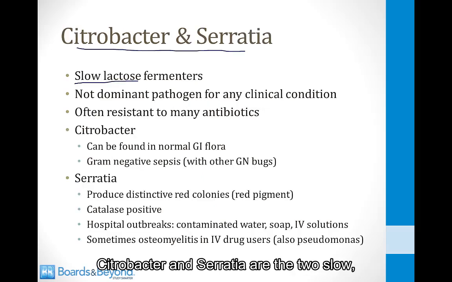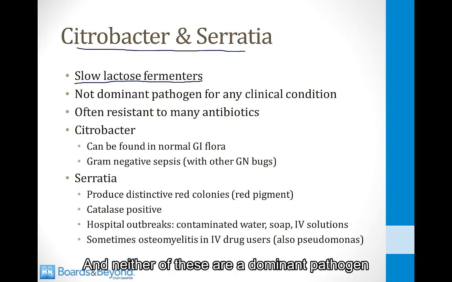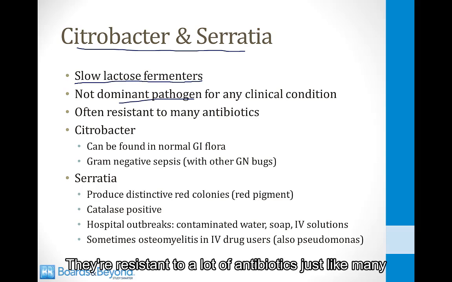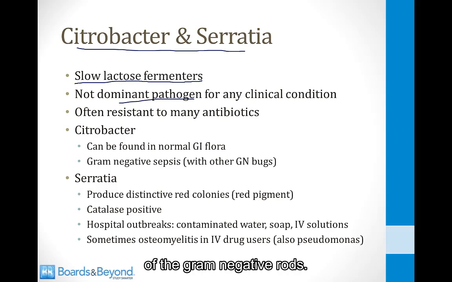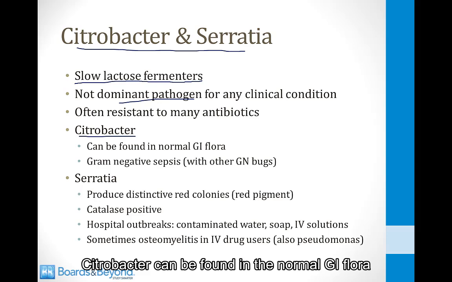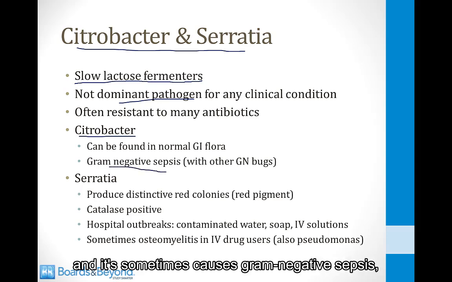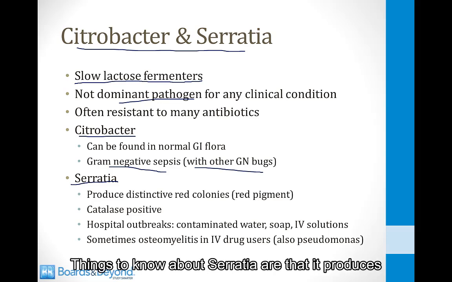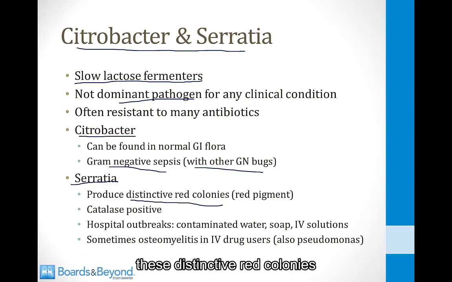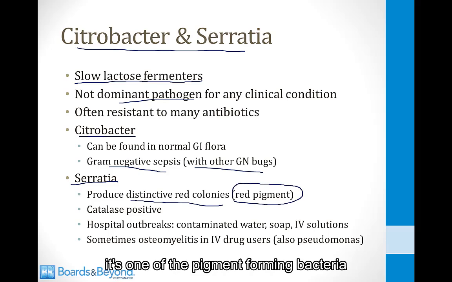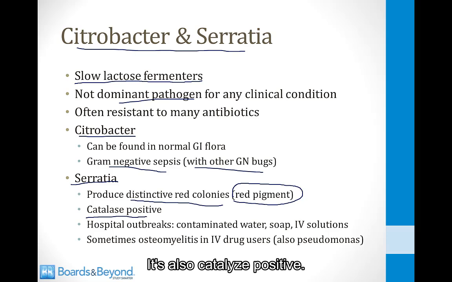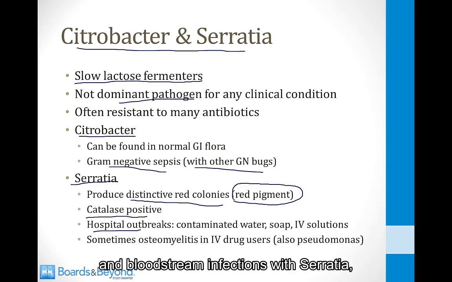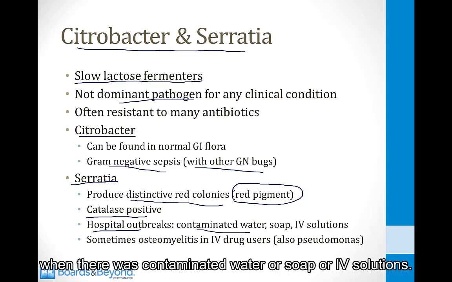Citrobacter and Serratia are the two slow lactose-fermenting bacteria, and neither of these is a dominant pathogen for any one particular clinical condition that you need to remember. They're resistant to a lot of antibiotics, just like many of the gram-negative rods. Citrobacter can be found in the normal GI flora, and it sometimes causes gram-negative sepsis, just like some other gram-negative bugs. Serratia is not part of the normal flora. Things to know about Serratia are that it produces these distinctive red colonies. It's one of the pigment-forming bacteria. It makes a red pigment. It's also catalase positive. There have been reports of hospital outbreaks of UTIs and bloodstream infections with Serratia when there was contaminated water or soap or IV solutions.